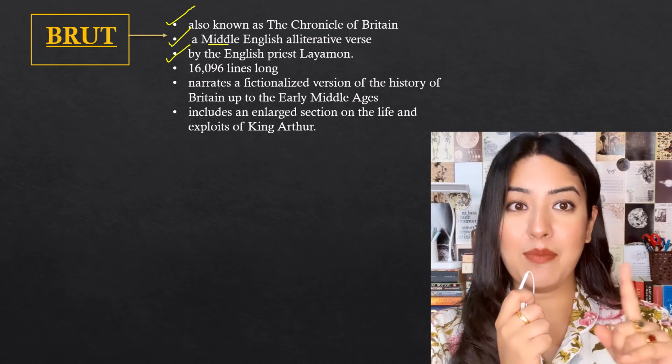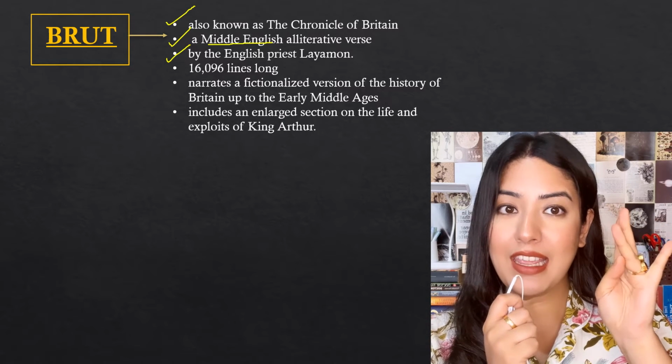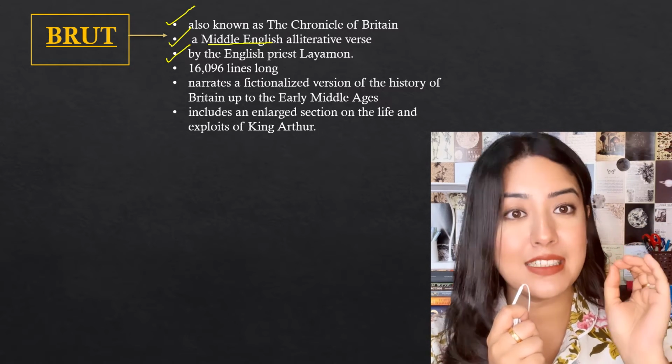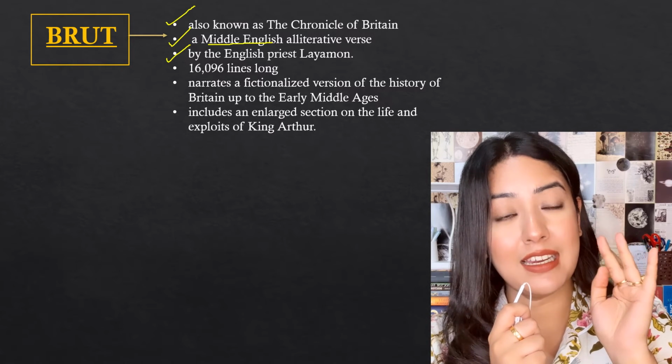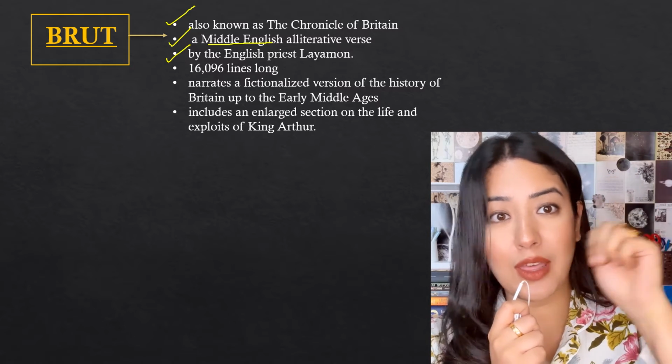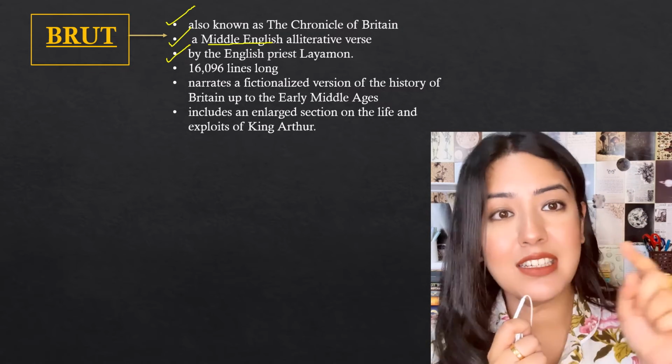Middle English. Remember, not Old English, the Saxon Age Old English of Celtic, Germanic, and Latin influences. No, it's not that English. We are talking about Celtic, Germanic, Latin plus French influence. Together that is Middle English, right? So he has written it in Middle English in alliterative verse.